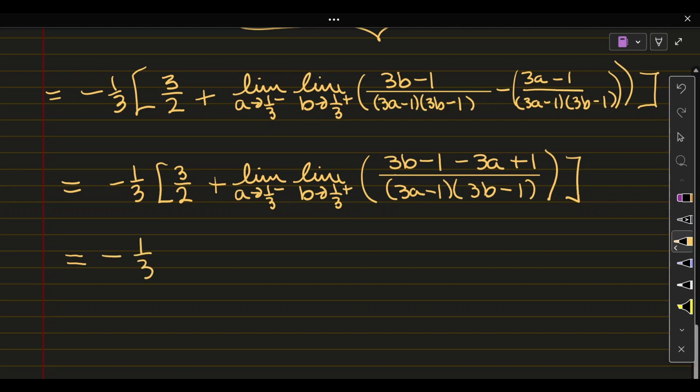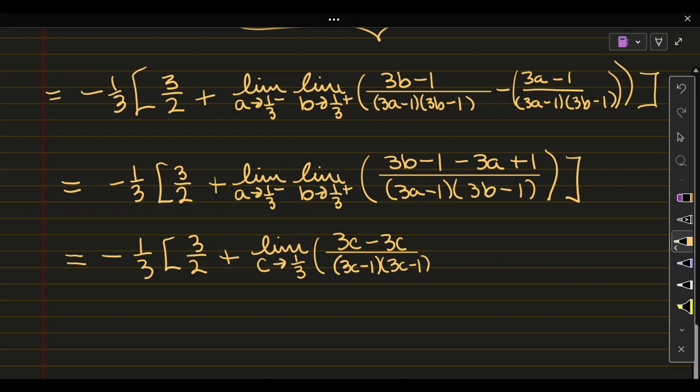so appeal to your logical brain here. I'm going to say that this can be rewritten because at this point both a and b are going to 1/3. And even though they're approaching from the left and right, we're still approaching 1/3. So I can rewrite this as the limit as c goes to 1/3 of 3c, so just replacing a and b with c because we see that they're both going to 1/3, so you can replace them with another dummy variable that goes to 1/3, minus 3c over 3c minus 1 times 3c minus 1.